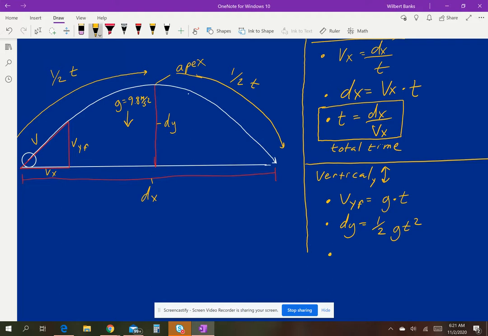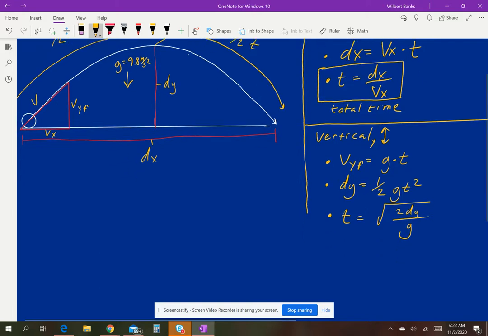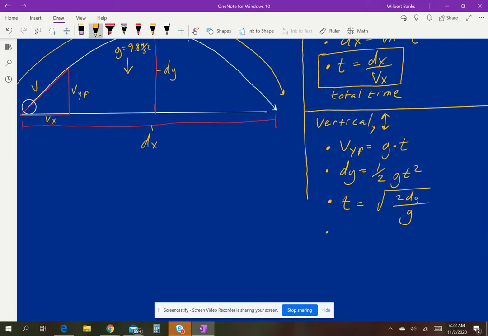And we can solve for time in a couple of different ways. So you can go time equals the square root of 2 dy over g. And we can also say that time equals, by using the first equation, Vyf divided by g. Same thing here. These two equations for time will link the horizontal and vertical.